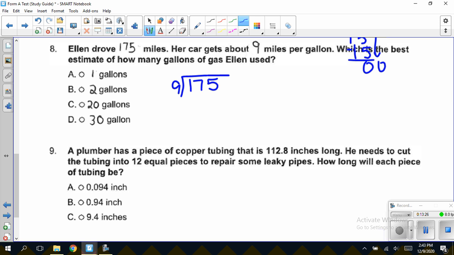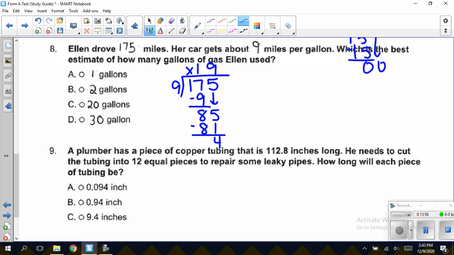So 9 cannot go into 1, but it can go into 17 only one time. 17 minus 9 leaves me with 8. Drop down my 5. 9 can go into 85 9 times. So 9 times 9 is 81. Subtract, 85 minus 81 is 4.